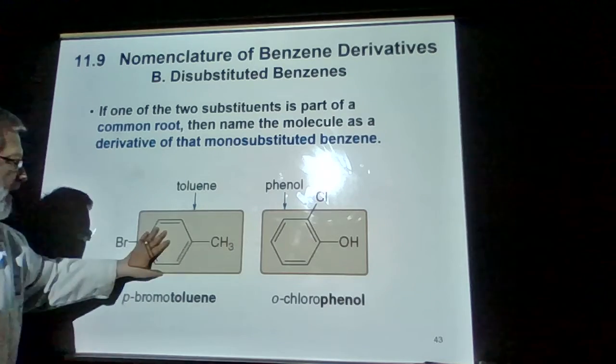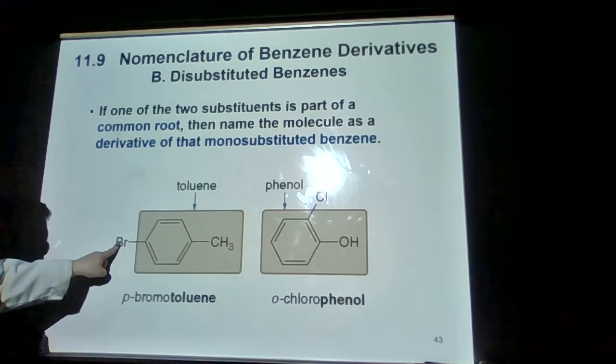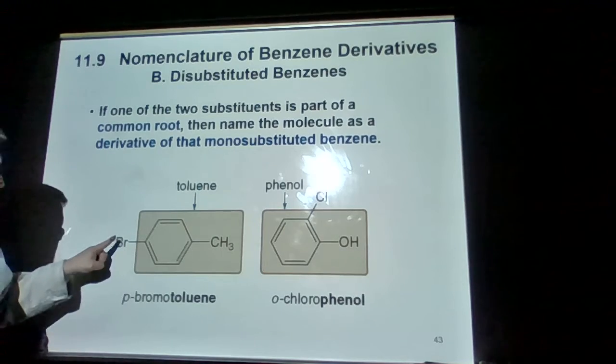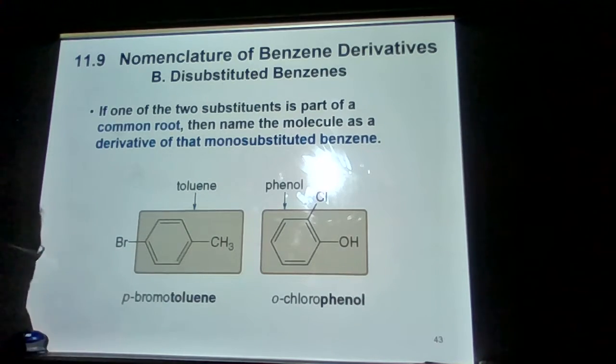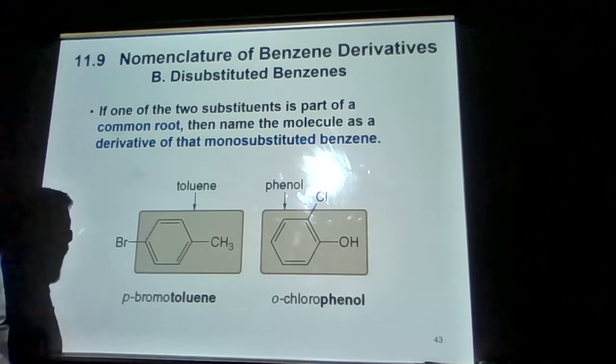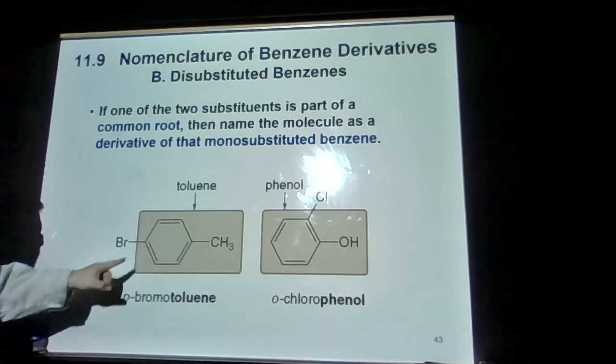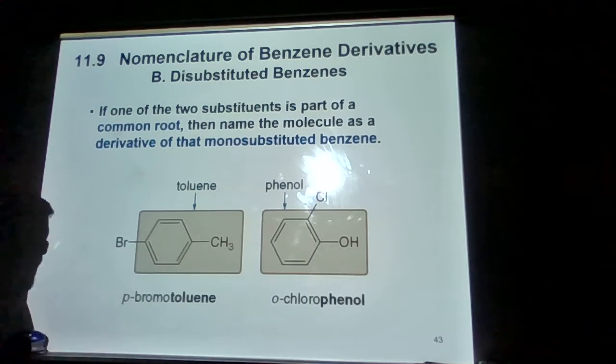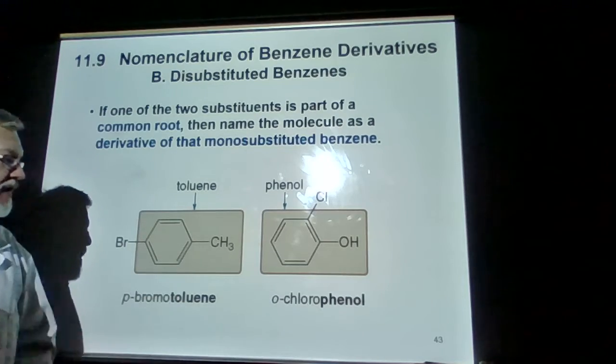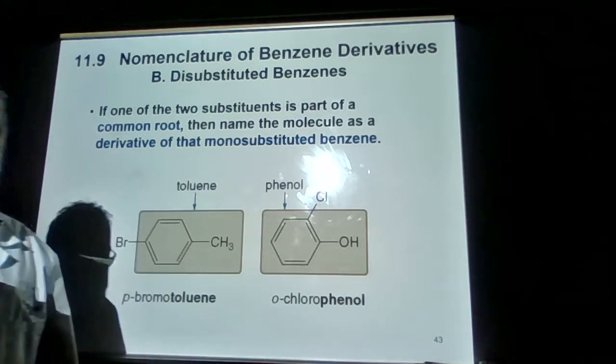So toluene names this. But now you have this substituent, and you're saying, what is the relationship between the Br and the CH3? It is para, or 1, 2, 3, 4 carbons away. So this is para-bromotoluene. Here we have the derivative phenol.